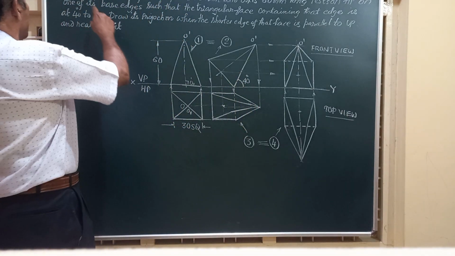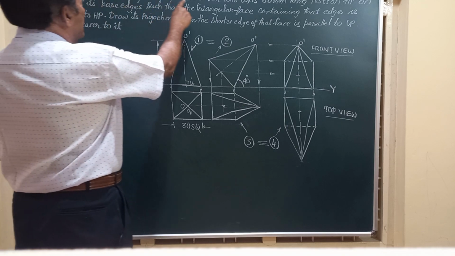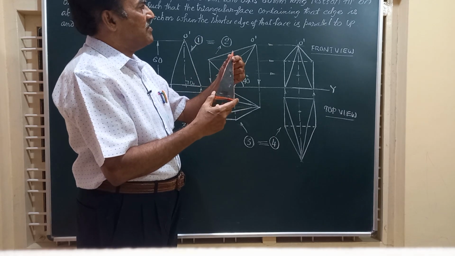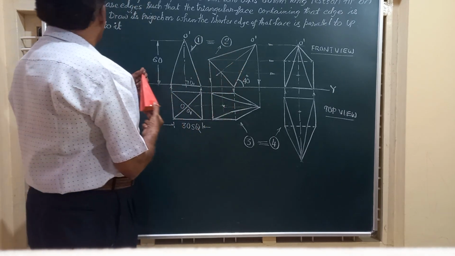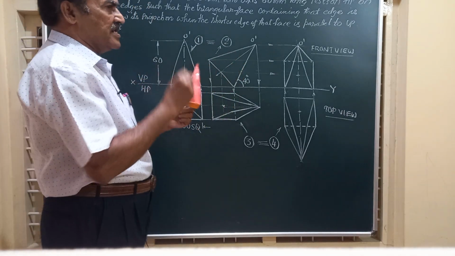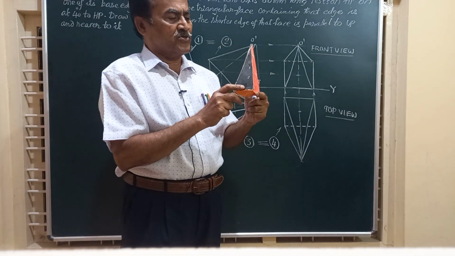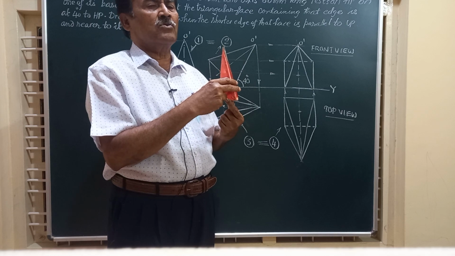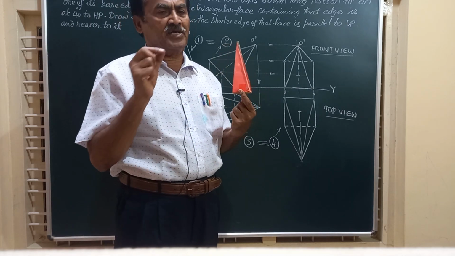The question reads like this: a square pyramid of side of base 30 and axis or the height 60 rests on HP on one of its base edges. Let us stop the question there. So this square pyramid has to rest on one of its base edges on HP.